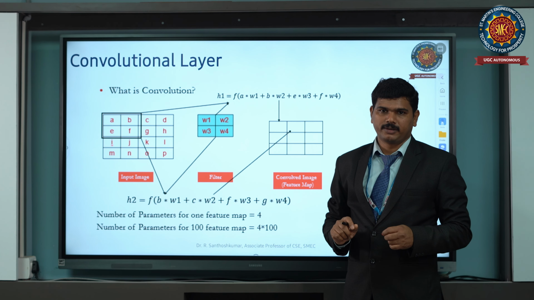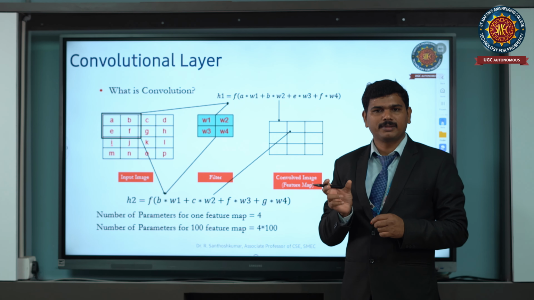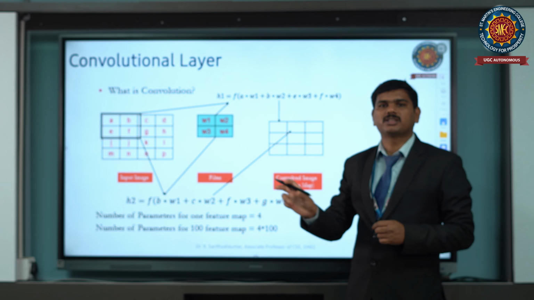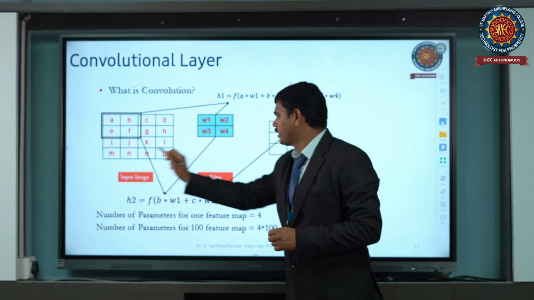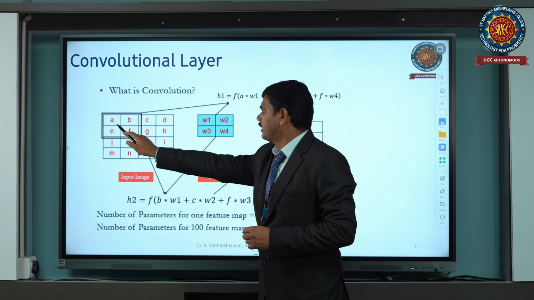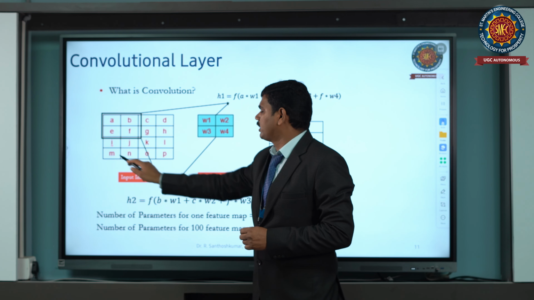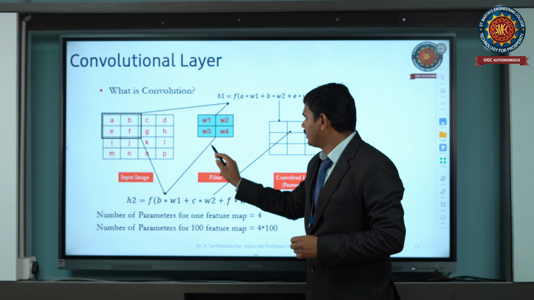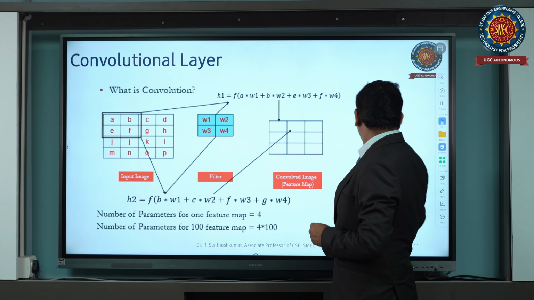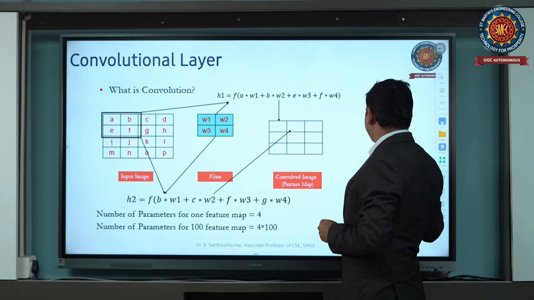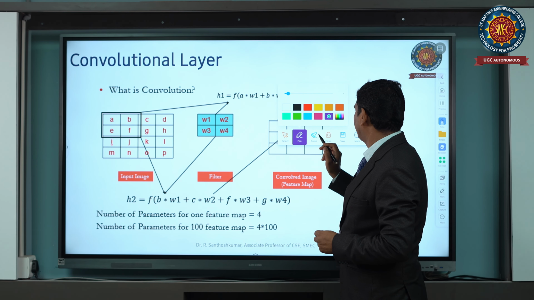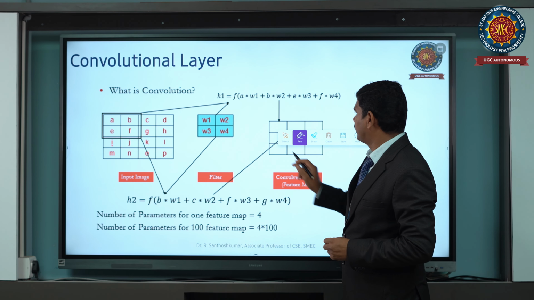What is convolution? As I said earlier, it's a simple mathematical operation. We are going to multiply an image pixel value with the filter value. So this is the input image, this is the filter value, and this is the convolved image. Say for example here, these are all the image pixel values, and these are the filters. The size of the filter is 2 cross 2. So I am going to multiply a pixel value with the filter value.